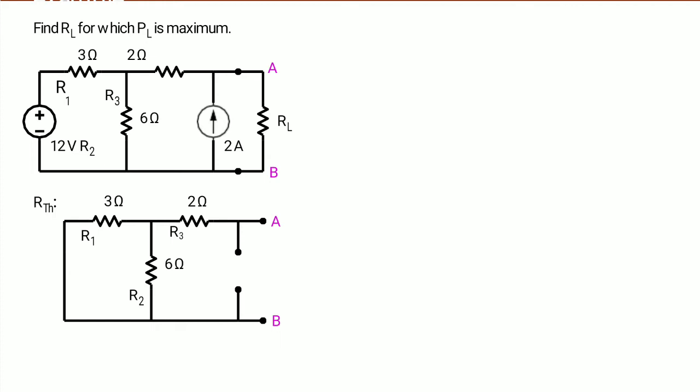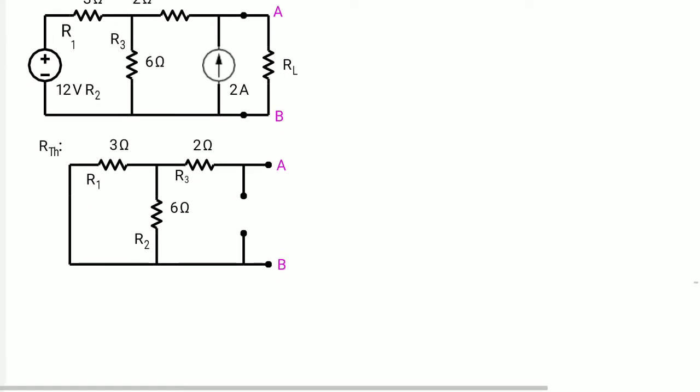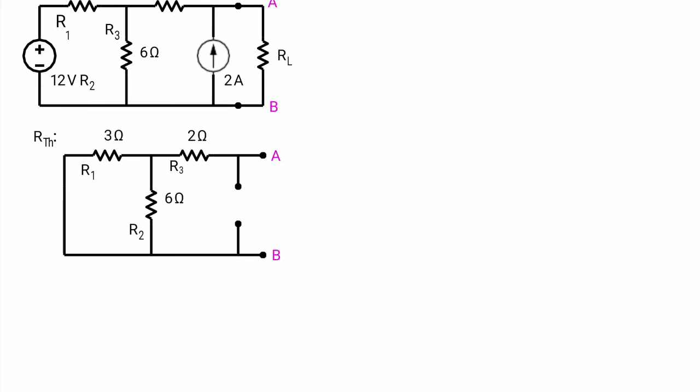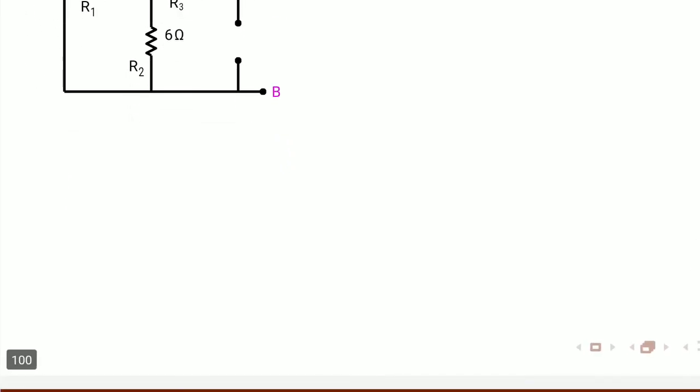Remove the load resistance RL across the terminals A and B, then short the voltage source and open the current source. Then RAB, that is nothing but RTH: the 3 ohms and 6 ohms are in parallel, and this equivalent gives 2 ohms. The 2 ohms is in series with this R3, which is 2 ohms. So 2 plus 2 gives 4 ohms. RAB is equal to RTH, that is 4 ohms.